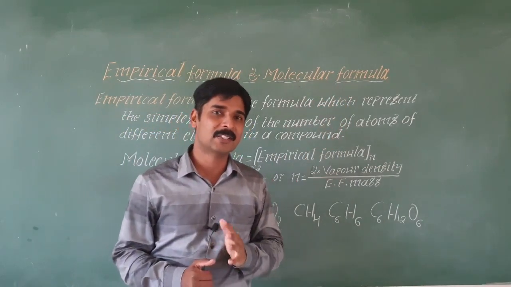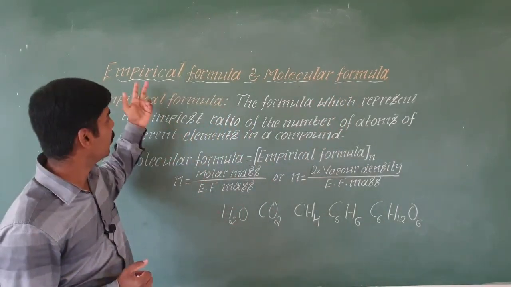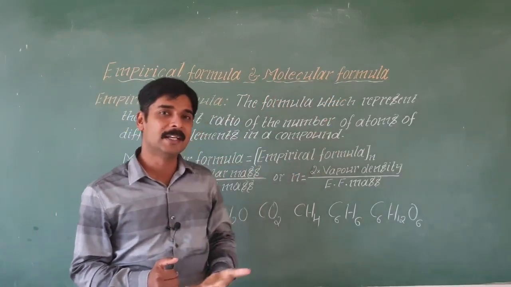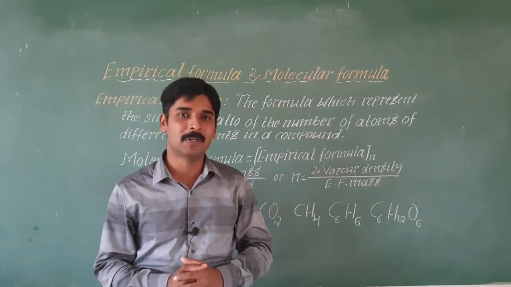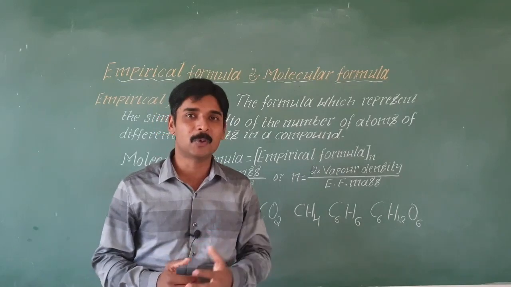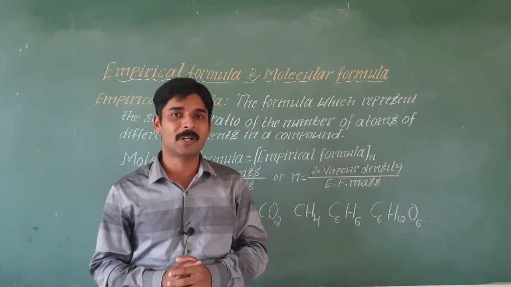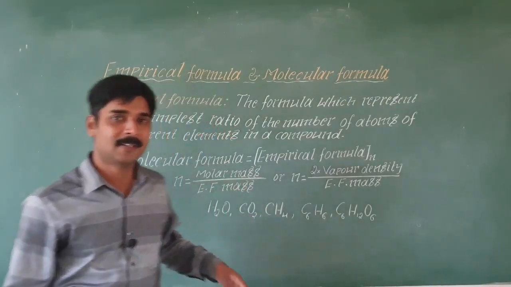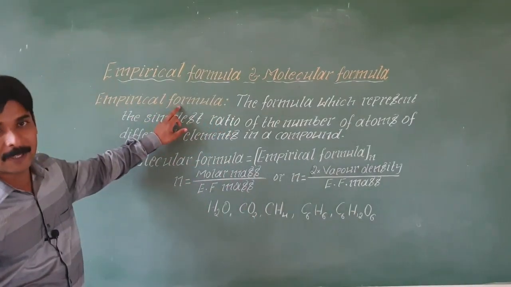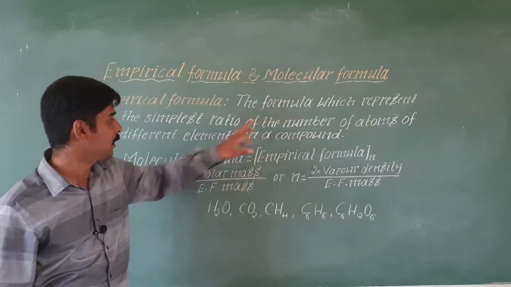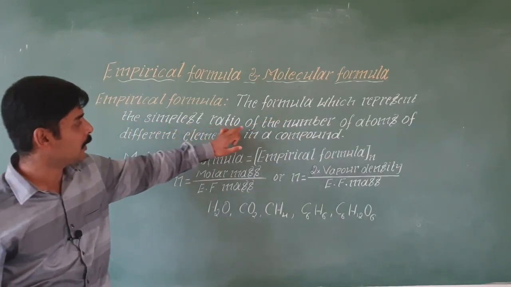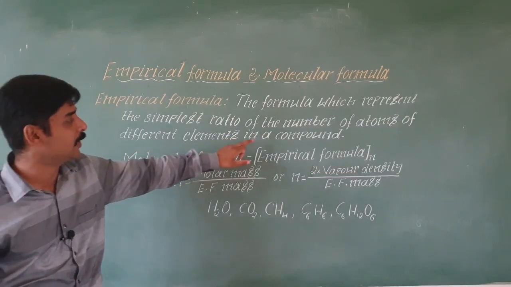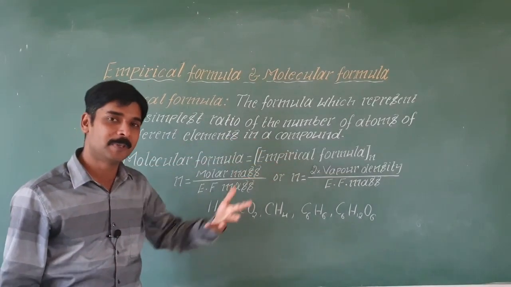So first let us try to understand what is meant by empirical formula and molecular formula, and then let us take a few example problems and understand how to calculate the empirical formula and molecular formula of a compound. First let us take empirical formula. Empirical formula is the formula which represents the simplest ratio of the number of atoms of different elements in a compound. So what do you mean by this?